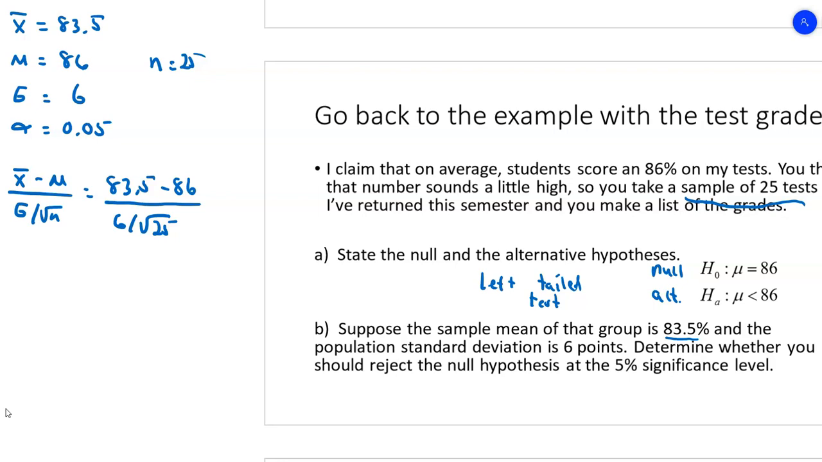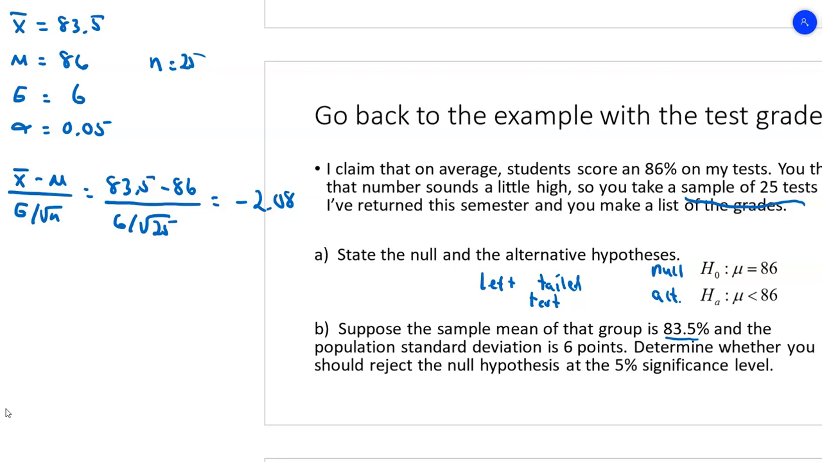Let's grab a calculator and see what that gives me. 83.5 minus 86. The numbers on the bottom are nice, right? The square root of 25 is 5. 6 divided by 5, 1.2. So I get a z-score of negative 2.08. Not surprising because my test is left-tailed, so I'm assuming I'm to the left of the mean anyway.